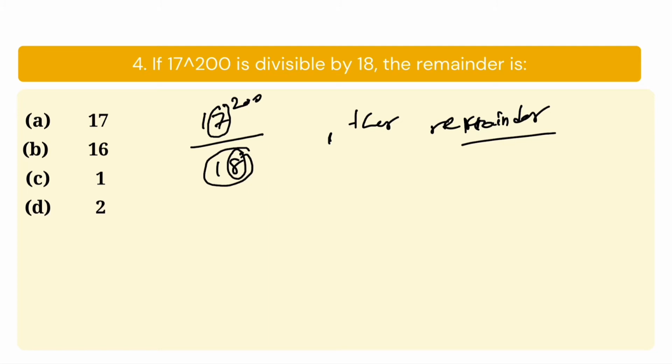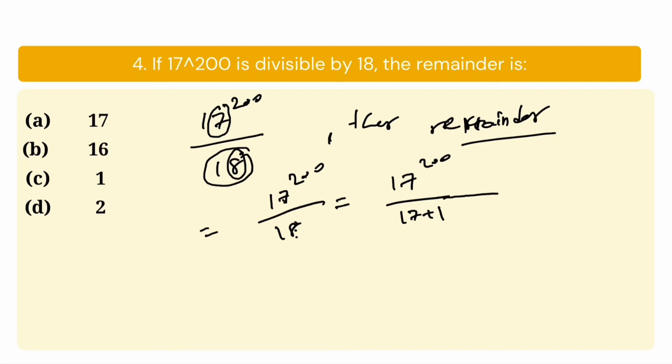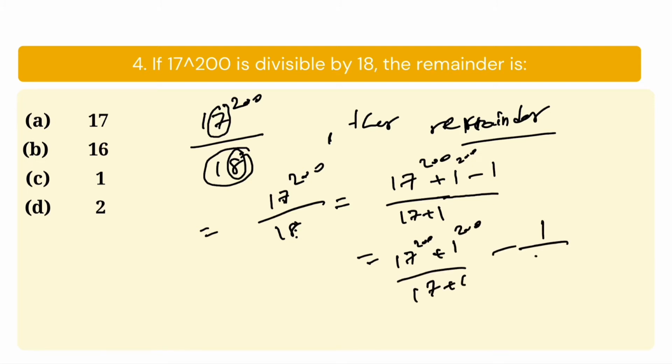So let's go to another procedure. If you observe carefully, there is 17 power 200 divided by 18. So these are nearest numbers. I thought we can write it in the nearest form, that is 17 plus 1. Whenever we have numbers like this, we can make plus 1 and minus 1 here. So 1 power 200 we can also readjust like this. So it becomes 17 power 200 plus 1 power 200, divided by 17 plus 1, minus 1 divided by 17 plus 1.